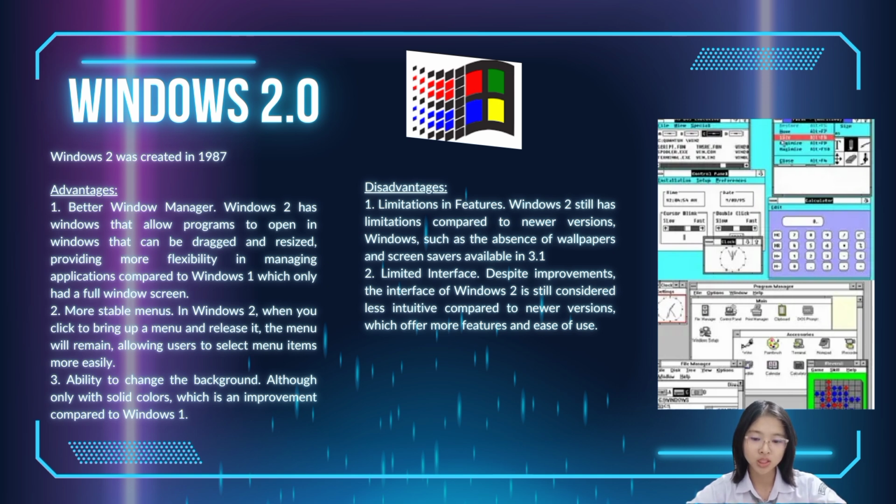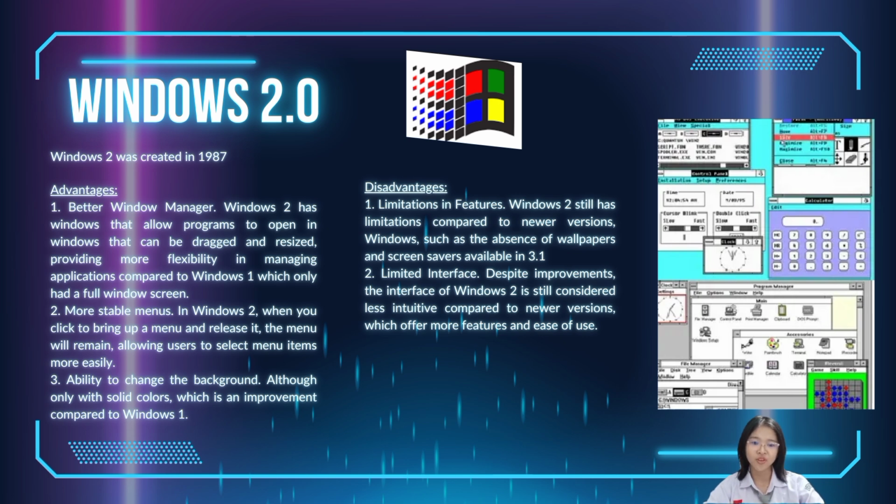Second, more stable menu. In Windows 2, when you click to bring up a menu and release it, the menu will remain, allowing users to select menu items more easily. Third, ability to change the background, although only with a solid color, which is an improvement compared to Windows 1. The disadvantages: 1. Limitation in feature.